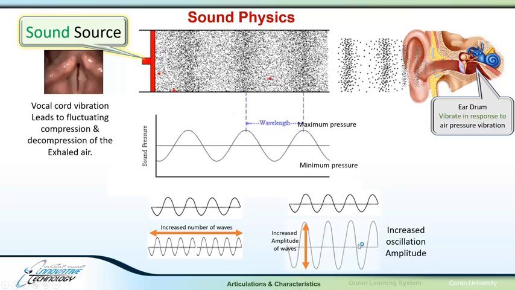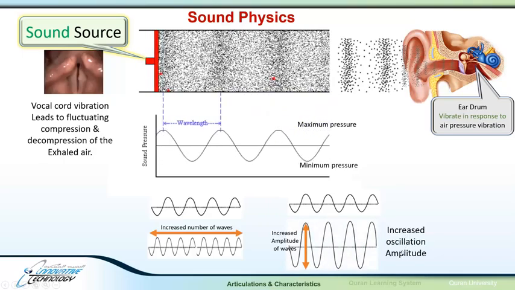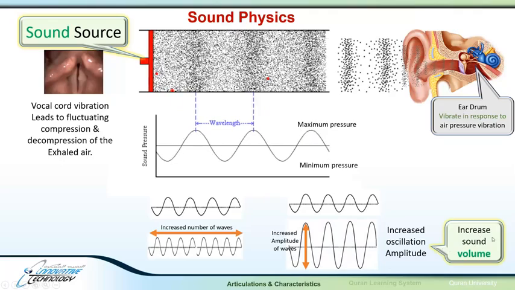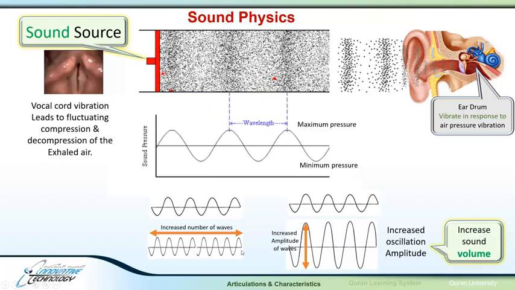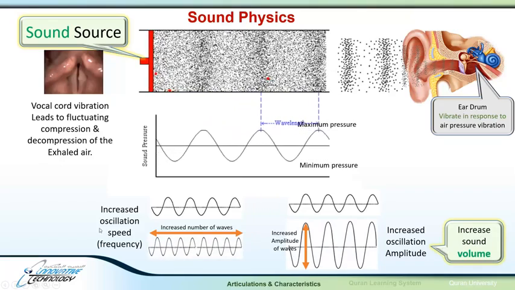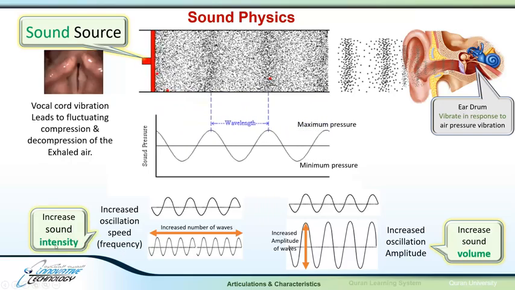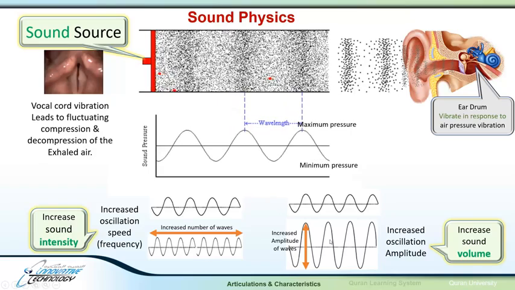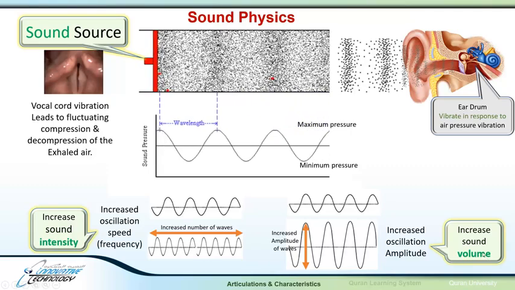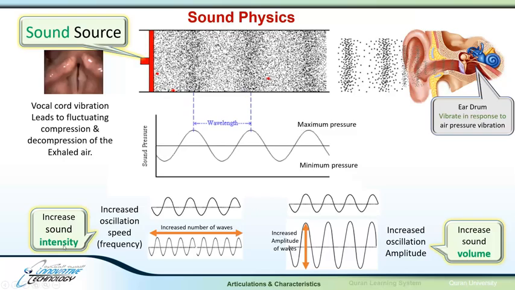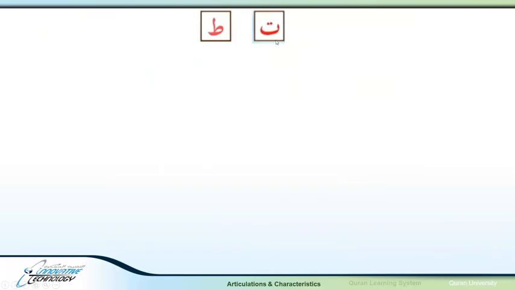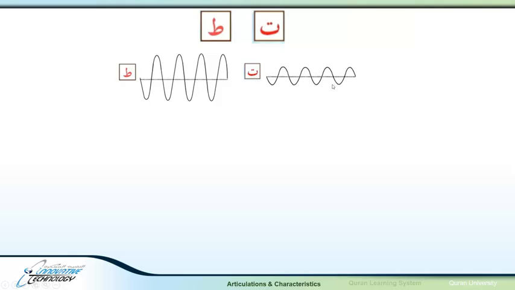And as a result of the increase in the amplitude, there would be an increase in the sound volume. While on the left side, the increase in the frequency, the oscillation speed, would actually lead to increased sound intensity. Now, we can differentiate between an increased volume of the sound and increased intensity of the sound. Now, we can go back to our ta and ta comparison, and let's look at their waves. The ta sound wave looks like that, while the ta sound wave looks like this.